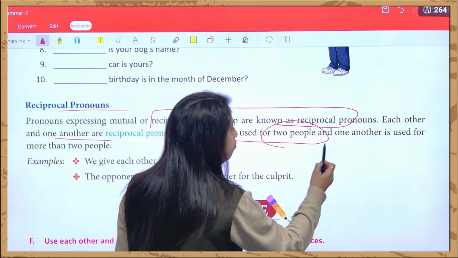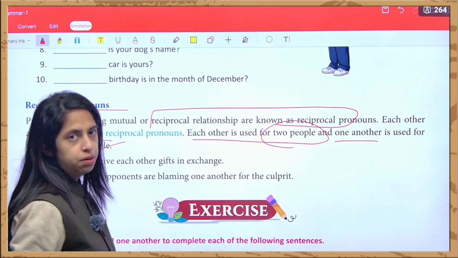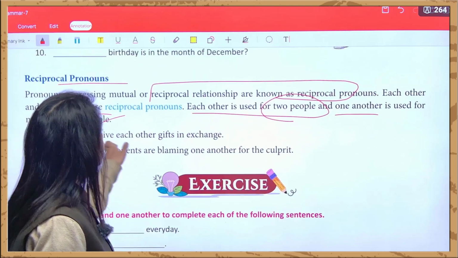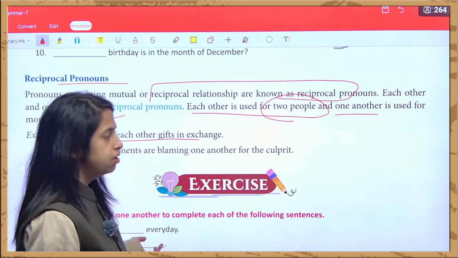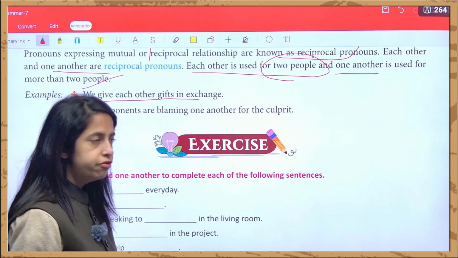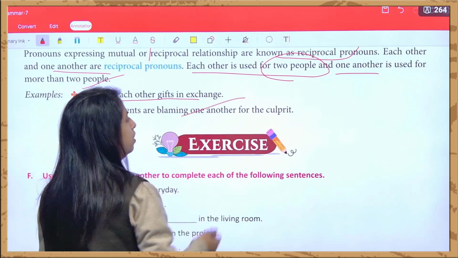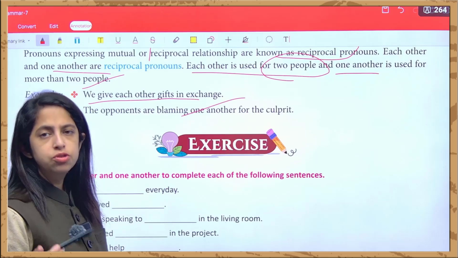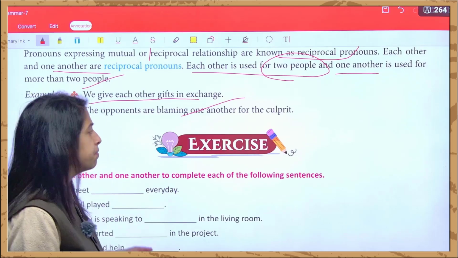Each other is used for two people, and one another is used for more than two people. Yes, right? We give gifts, each other gifts in exchange. हम लोगों ने एक दूसरे को गिफ्ट दिए. The opponents are blaming one another for the culprit. वो culprit के लिए मतलब जिसने गलती करी है उसको क्या कर रहे हैं? एक दूसरे उसको blame कर रहे हैं.